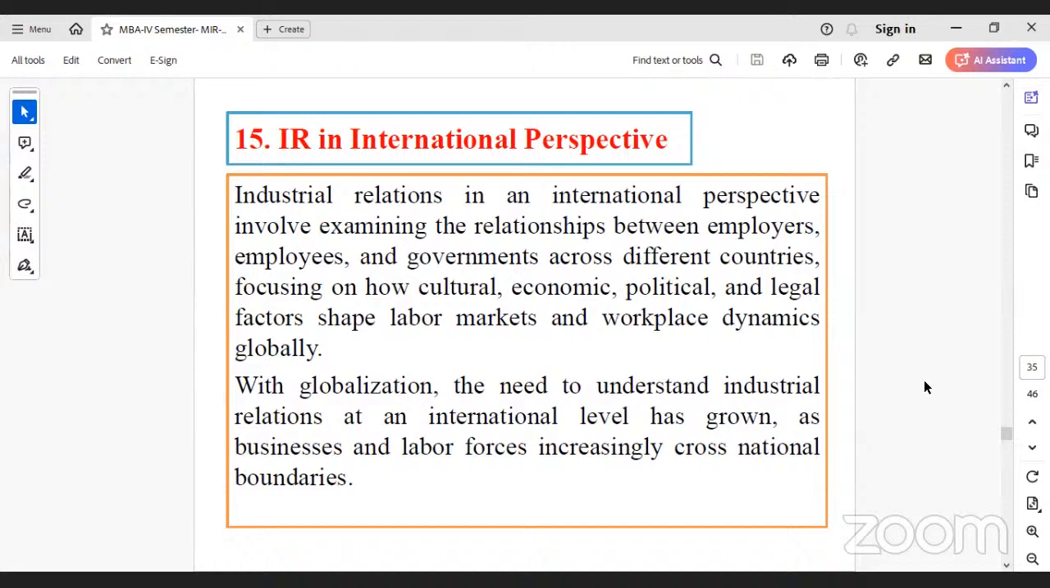So when there is clarity about these factors, cultural, economic, political, legal, the country will adopt them and shape them very effectively in the business. With globalization, the need to understand industrial relations at the international level has grown as business and labor forces increasingly cross national boundaries. If there are no proper relationships between countries and companies, politically, legally, culturally, or economically, that may affect the complete organization. The companies may not survive, so we should maintain positive relationships among the countries.